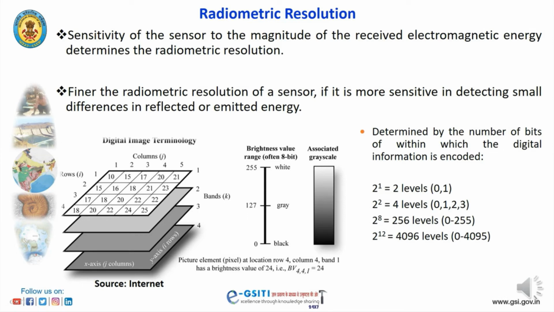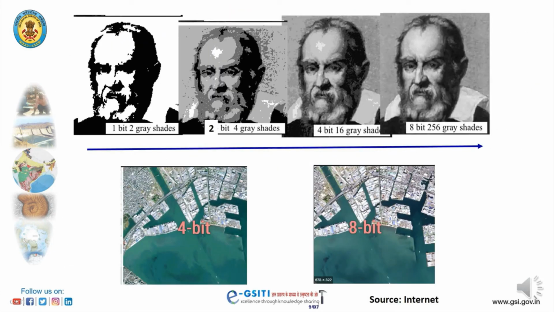Radiometric resolution, sensitivity of a sensor to the magnitude of the received electromagnetic energy determines the radiometric resolution. Finer the radiometric resolution of a sensor, the more sensitive it is in detecting small differences in reflected or emitted energy. Here we have already discussed the radiance or DN value. DN value is basically represented in grayscale, so 0 to 255, and radiometric resolution is normally represented in terms of bit.